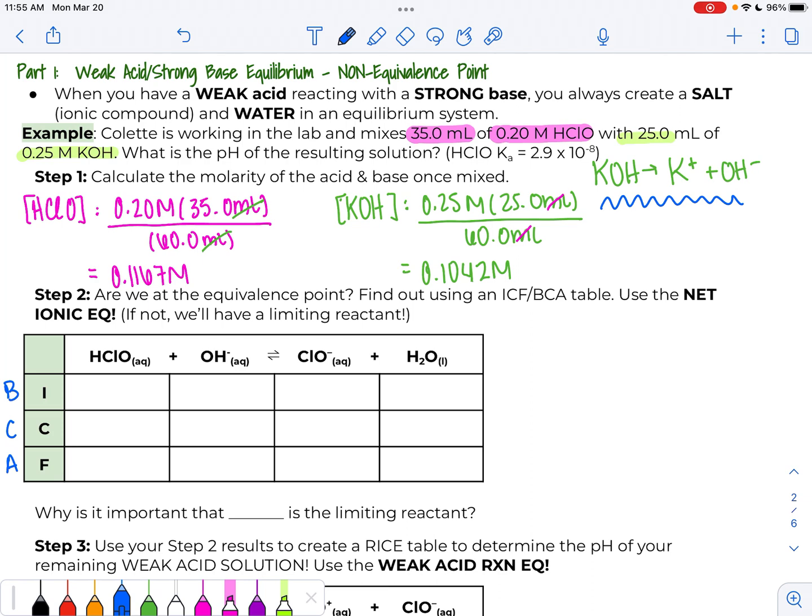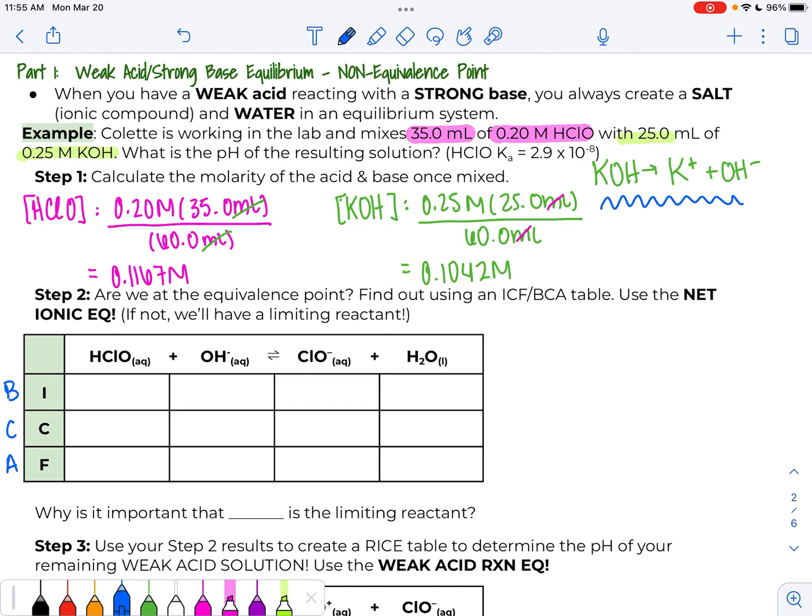What we're trying to figure out is, are we at the equivalence point of this reaction? Because if we are, it makes our lives a lot easier. If we're not, we have to do an extra step. So to figure out if we're at the equivalence point, we're essentially just taking counts of everything that we have. Are we going to run out of one of our reactants, or are they going to react completely?